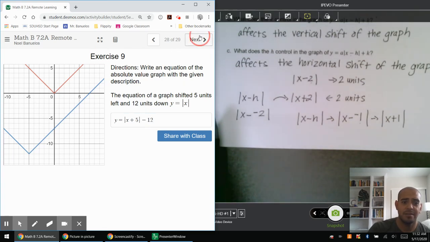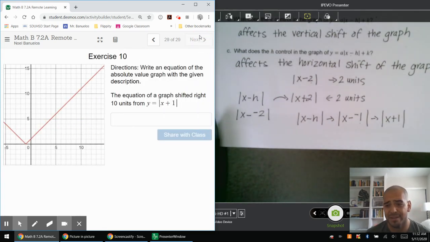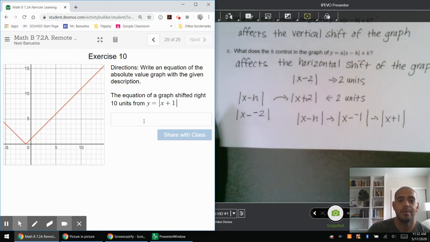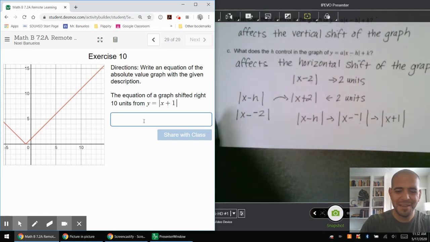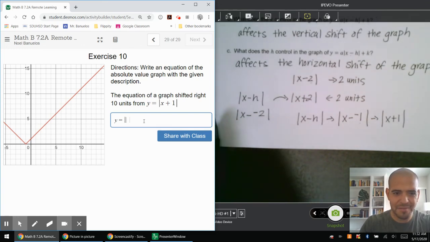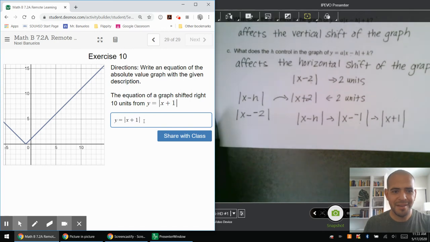All right, last one. Thank you for being here, hopefully you took some breaks. This one was a little longer than expected, okay? So the equation of a graph is shifted to the right 10 units. Ooh, but shifted to the right 10 units from y equals the absolute value of x plus 1. All right, this one's a little tricky. So let's type in the original, the absolute value of x plus 1. Usually we would use the absolute value of x, but this is like the challenge problem.